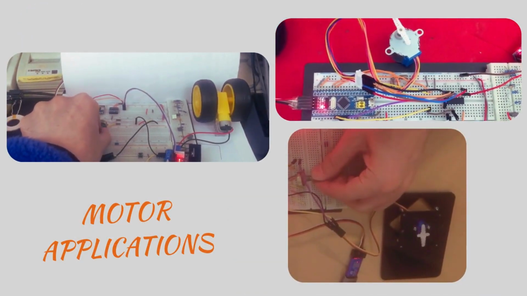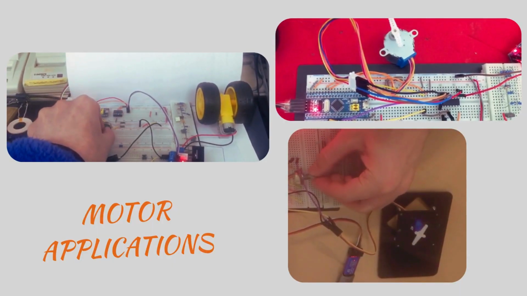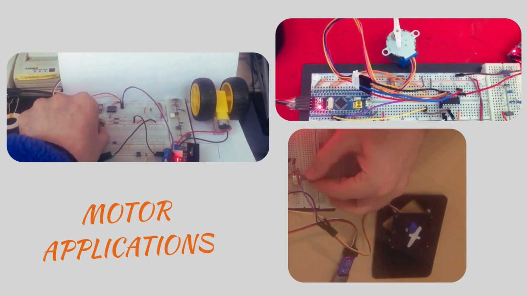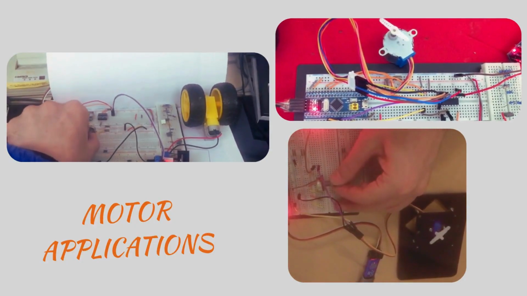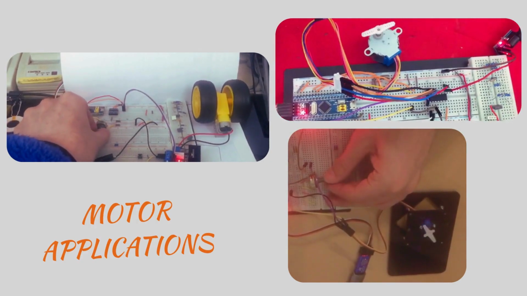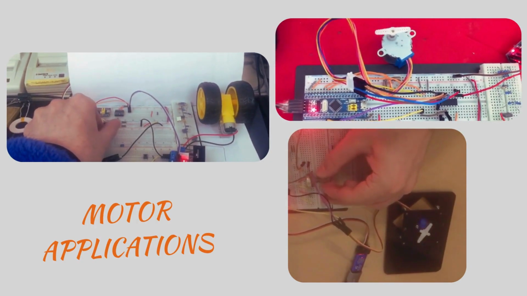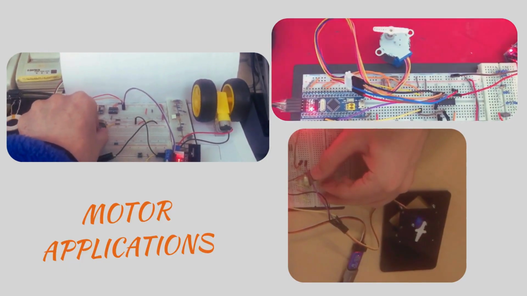Motion becomes your next domain. You control DC motors with L298N and L9110 drivers, stepper motors with precise control, and servo motors using potentiometer inputs. Your STM32 no longer just reads the world, it moves things in it.